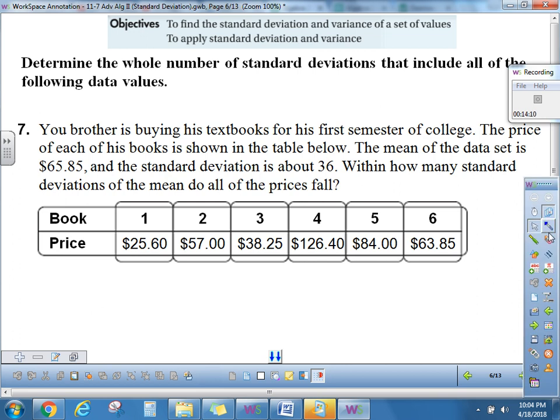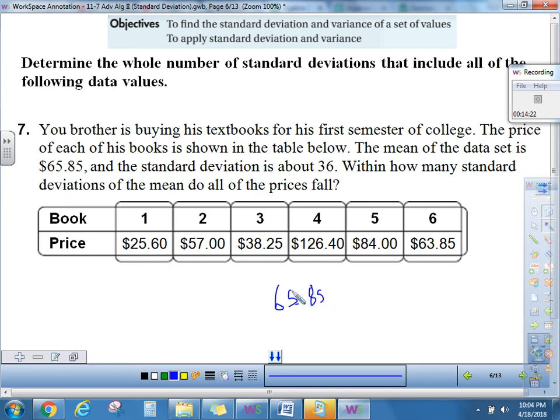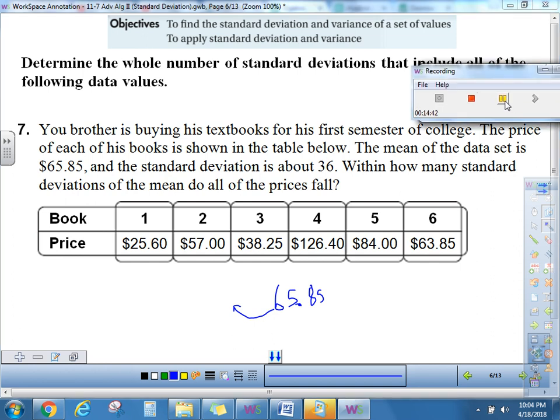So basically what they're saying is we have our center here, and it's 65. Wow, use your imagination, that is rough handwriting. It's $65.85. So if the standard deviation is 36, this would be our center, and we're going to subtract 36 from 65.85 and see where we land. Okay, so let's go ahead and subtract. I just did that and I got 29.85. Okay, so let's write that down.